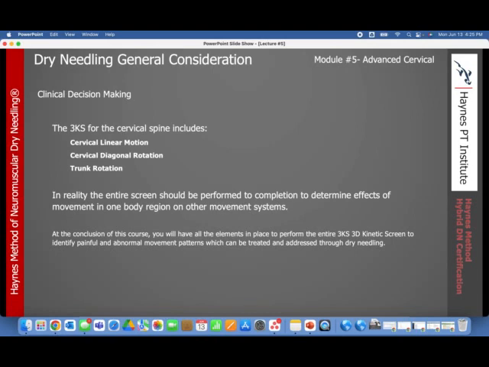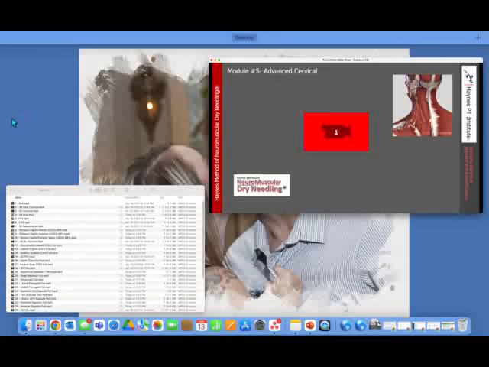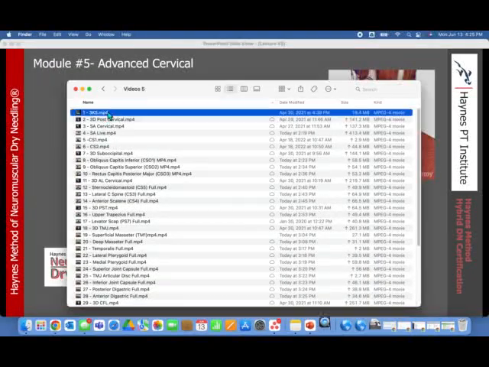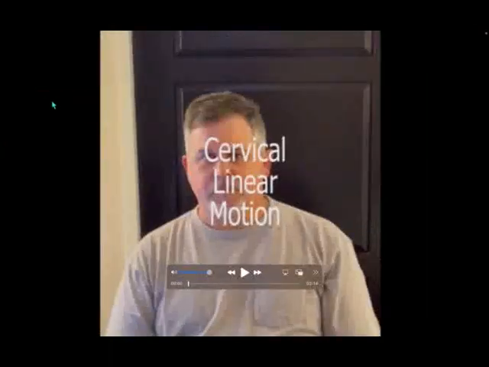In reality, the entire screen should be performed to completion to determine the effects of movement in one body region on other movement systems. At the conclusion of this course, you will have all of the elements in place to perform the entire 3KS 3D kinetic screen to identify painful and abnormal movement patterns, which can be treated and addressed through dry needling. So we'll start by just taking a simple look at these first 3 components.